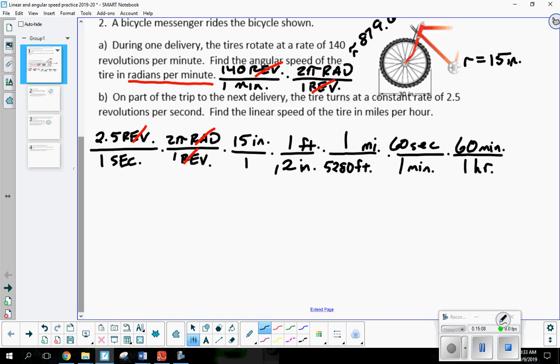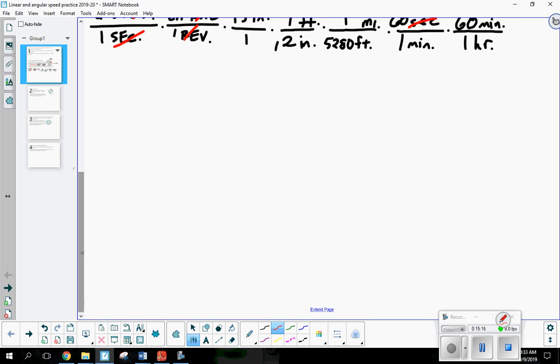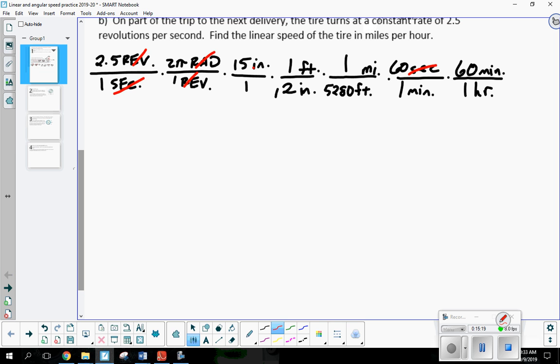Right. So let's see if I'm going to end up with what I want. Even though they're pretty far from each other down the line, the seconds are still going to cancel. Let me raise this a little bit. The inches are now out. Feet are gone. Oh, minutes are gone. It looks like everything's canceled out, so I'm left with miles per hour. Remember, this is what we call dimensional analysis, changing the units to what we want.